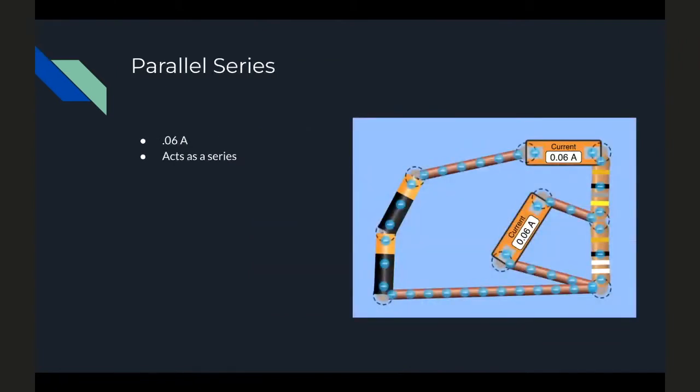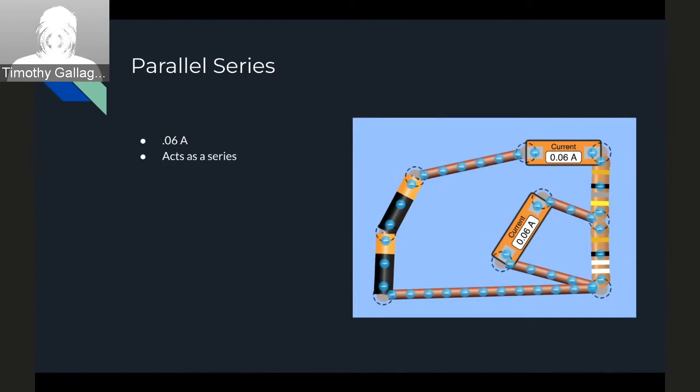Here we see a parallel series with the same specs as the prior series we observed. The ammeter has a resistance of 0, so current flows through it as opposed to the resistor, so it acts as a simple series. We obtained a measurement of 0.06 amps for this circuit.